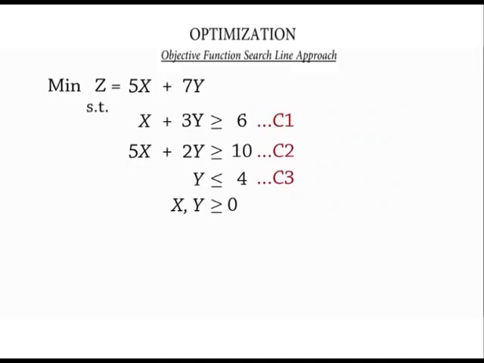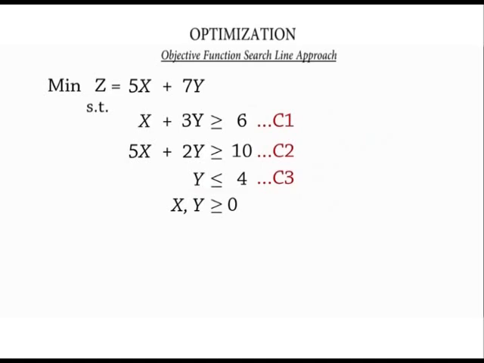Now we look at another optimization method, the objective function search line approach. So far, we have used trial and error method in determining the minimum and maximum optimal points for the objective function. An alternative method is to use a search line. Let's learn this method by way of an example. In this example, we will solve this minimization of the objective function 5x plus 7y.